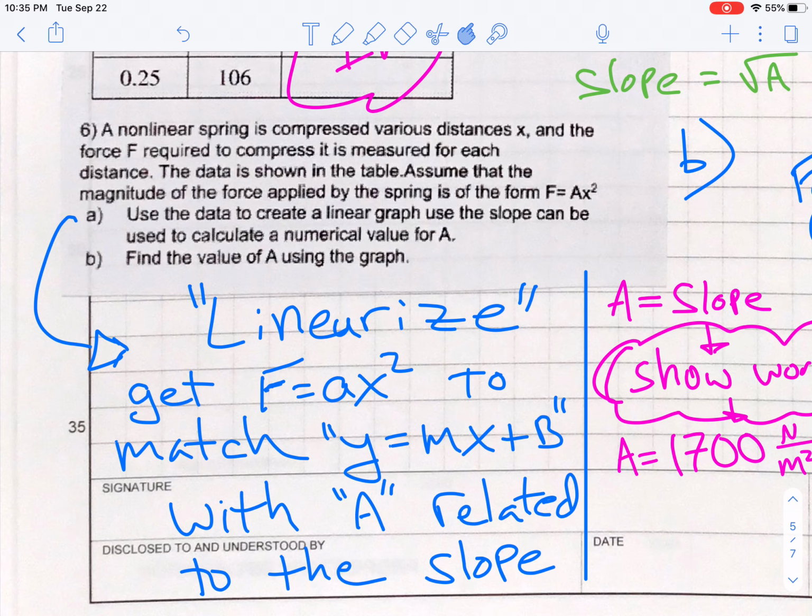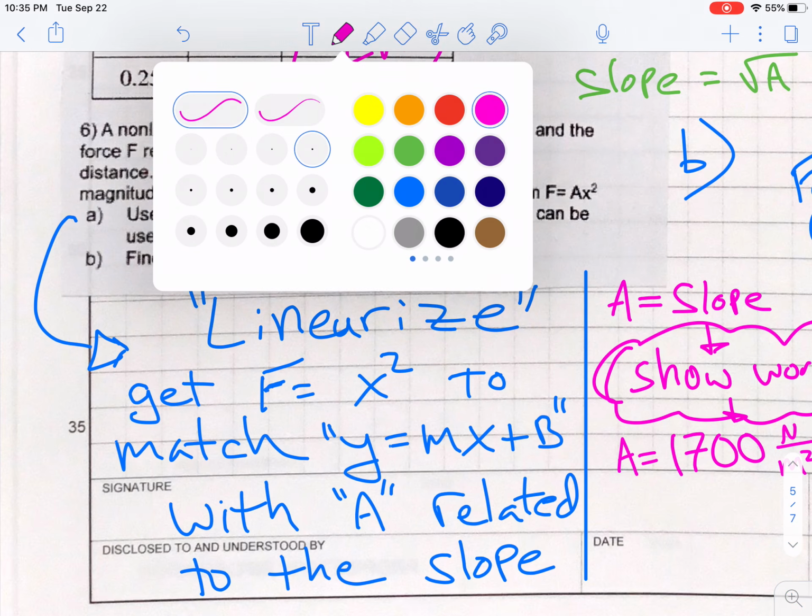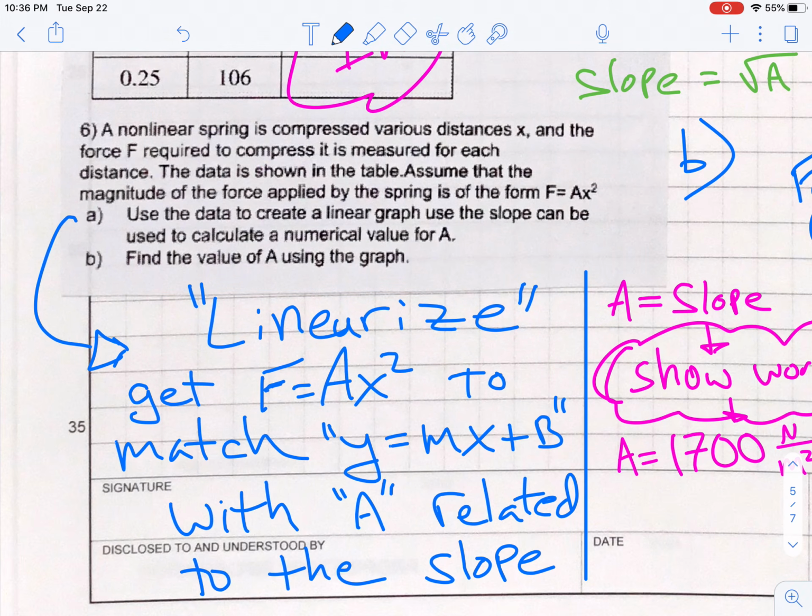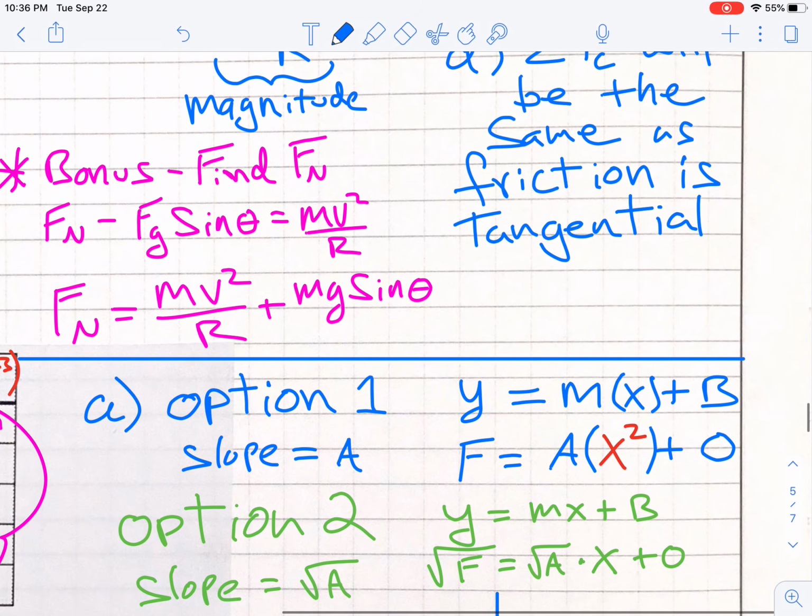And what we want here is to get that F equals AX squared, and I realize I wrote a lowercase a. There we go, capital A. F equals AX squared. We want to get that to match up with y equals mx plus b, where the letter A is going to be related to the slope where m is. There are 2 different ways of doing that for this kind of problem. Option number 1, I can take y equals mx plus b, and if I write our equation, F equals AX squared below it, I can tack on a 0. Adding 0 doesn't change anything, so our y-intercept is 0.